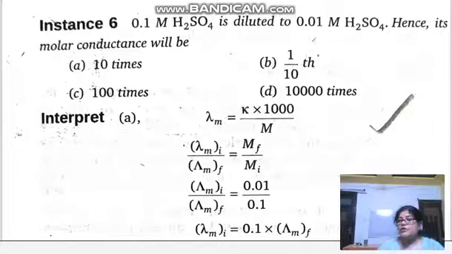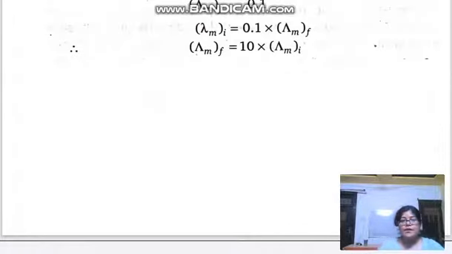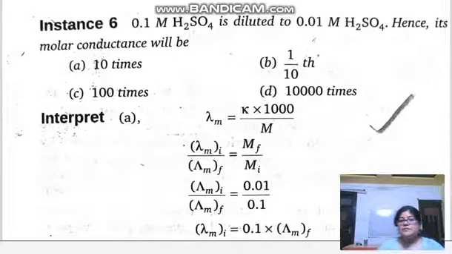So now we dilute it to 0.01, and in the starting we have 0.1. So we have to divide both of them. Clear? In this way we get this relation, and when we solve, 1 by 10. So from here the final one is 10 times the molar conductivity. So from here it is option number A, 10 times.